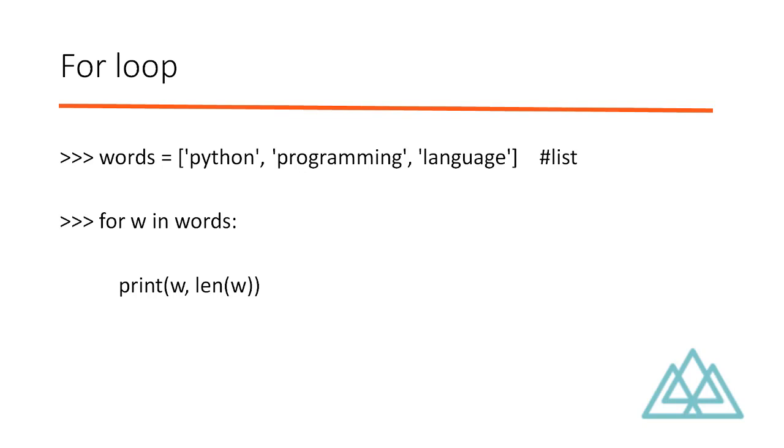Words is a type of list and it has three items: Python, programming, and language. The general syntax of the for loop is: for w in words. What does this do? If we iterate over the list, one object will be extracted, and the for loop iterates over the items one at a time. In this for loop, w represents a single item at a time, and you can print that single item in your print statement or perform whatever action you want.